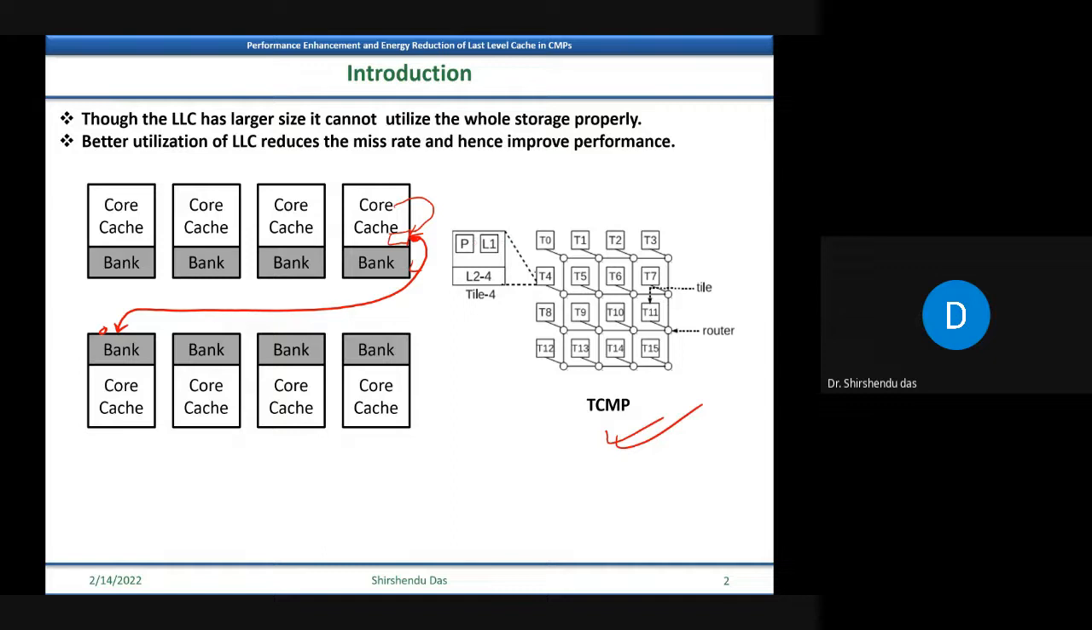Suppose one tile, I am zooming one tile here, T4 is zoomed here. So each tile has a core, an L1 cache, and an L2 bank. So this L2 bank and the L2 bank that I have shown on the left side are the same.